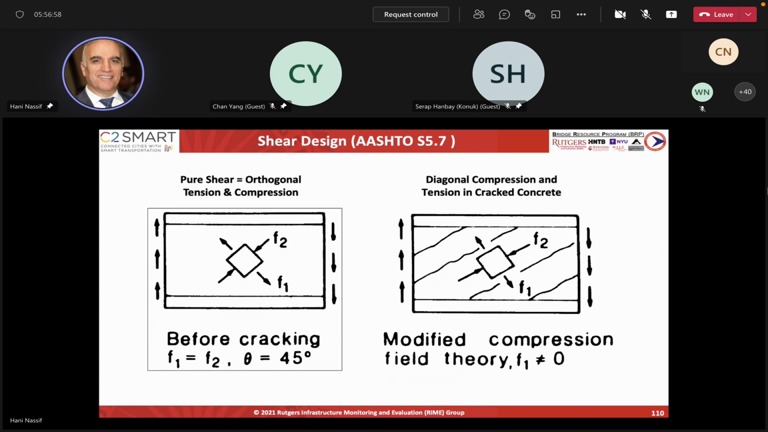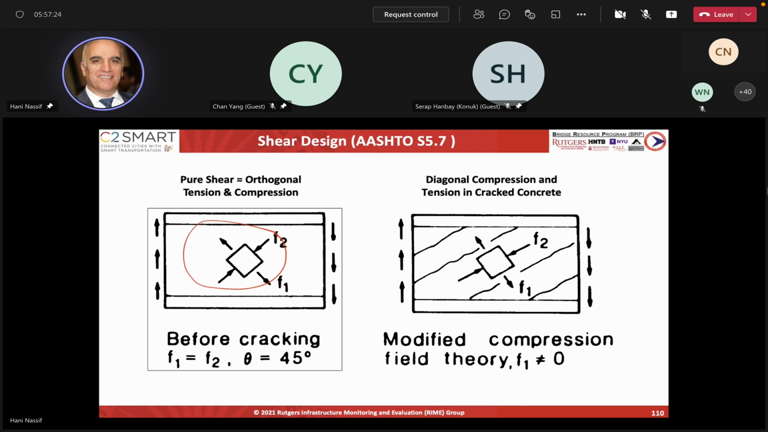Then he said, before cracking, I would have a strain in this direction and a strain in this direction, and I'm assuming theta to be 45 degrees and the maximum shear stress. Using this element, if you want a failure criteria like in Mohr's circle, I can predict what the maximum stresses should be, and I'm okay.